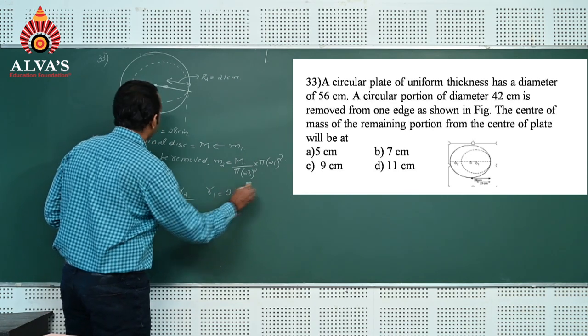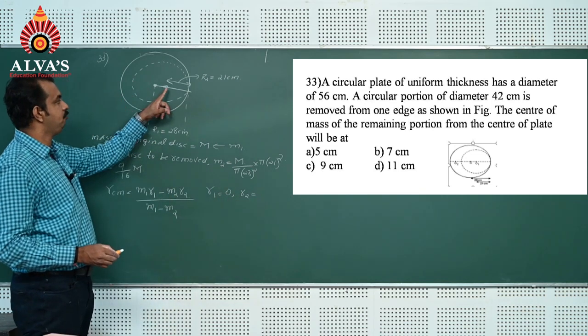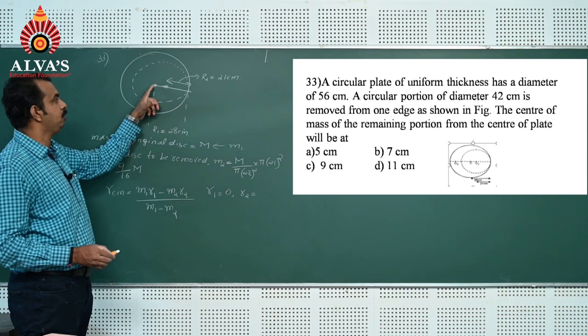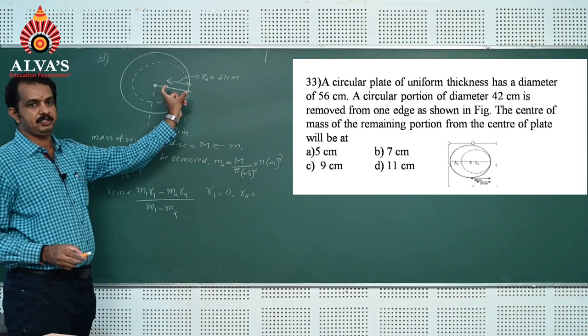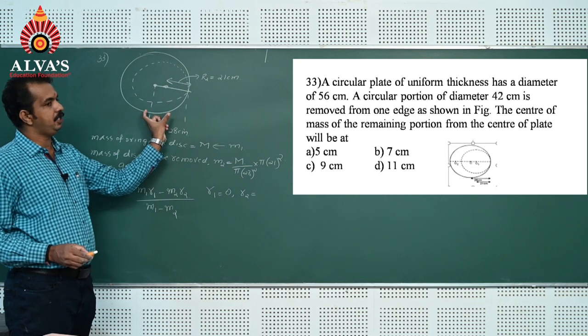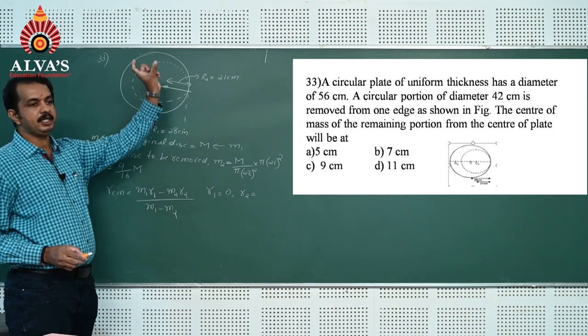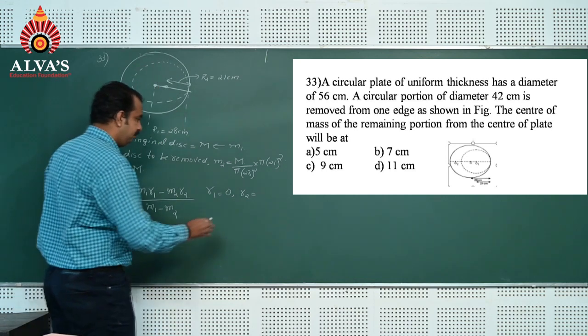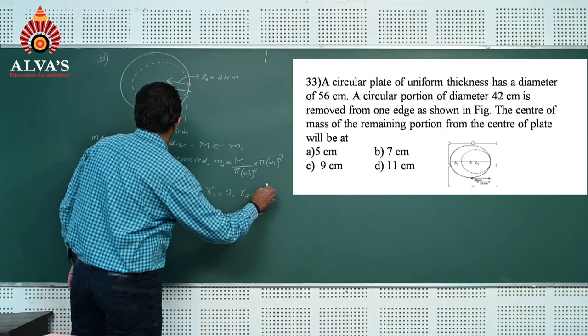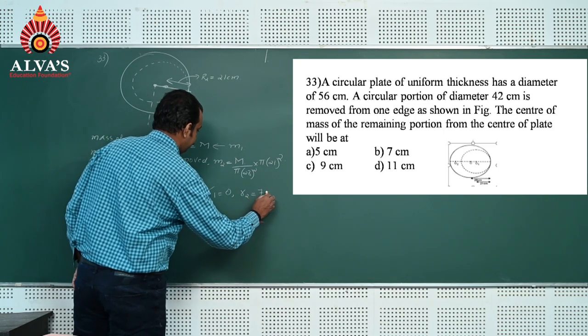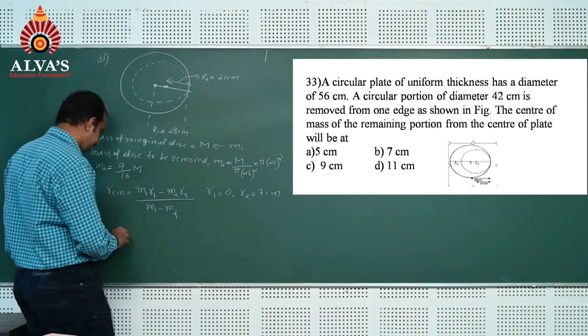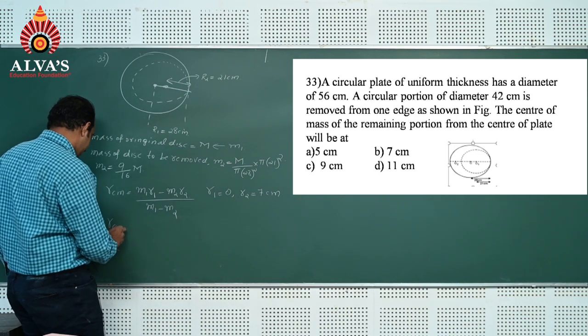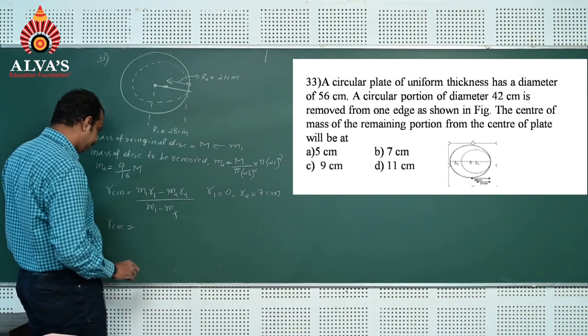R2 is equal to the center of mass of the disc to be removed with respect to the origin. This is 21 centimeter, this is 28 centimeter. 28 centimeter minus 21 centimeter is 7 centimeter. Now we can substitute the value of R1 and R2 in the equation.